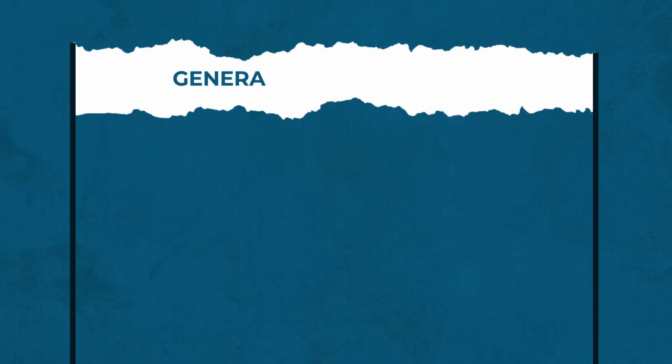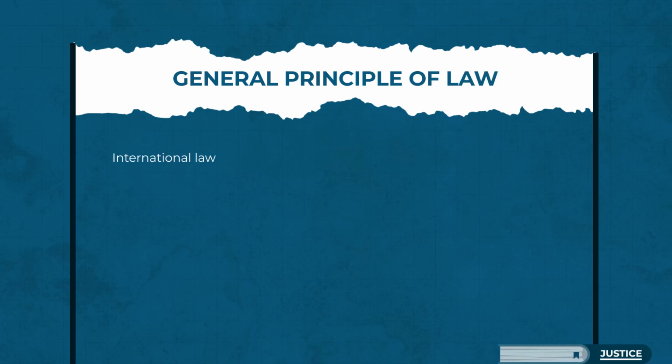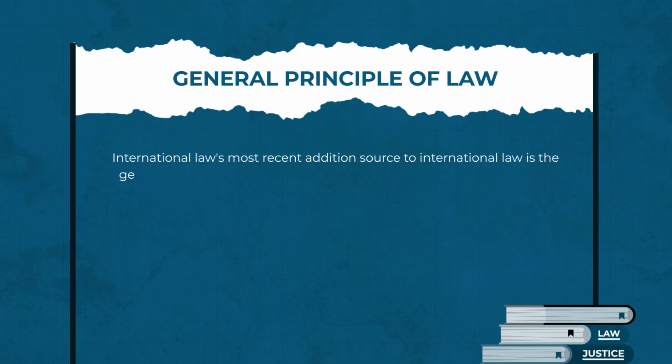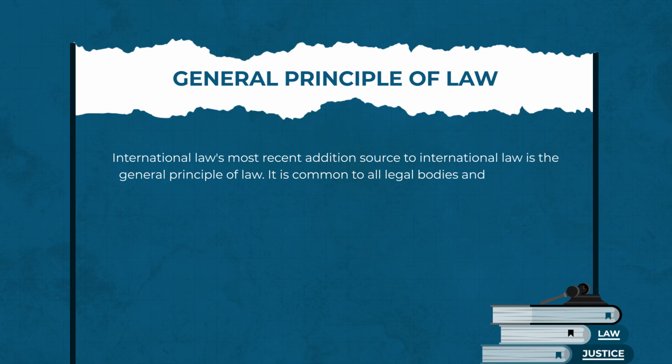The most recent addition to the sources of international law is the general principle of law. It is common to all legal bodies and applicable to the relationships between states. The reason behind its provision is to ensure the proper regulation of the few decisions in international law compared to a municipal system, as it did not have any ruling method.